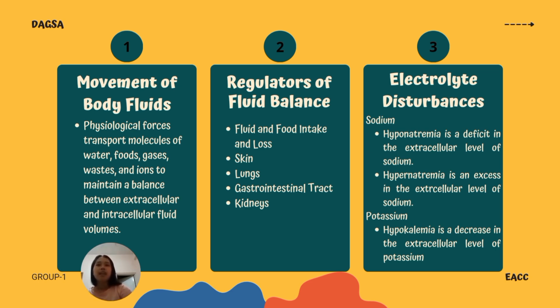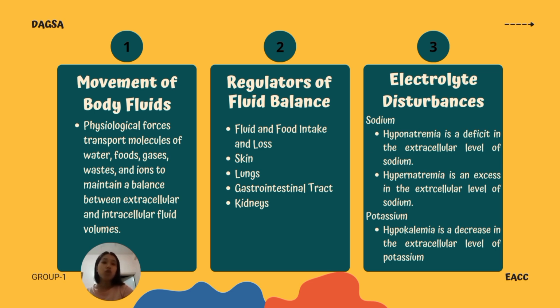Electrolyte disturbances. Electrolytes are charged particles that are essential for many physiological processes in the human body, including nerve and muscle functions, fluid balance, and acid-base balance. Electrolyte disturbances occur when the levels of these charged particles in the body become imbalanced, which can lead to a range of symptoms and health problems.